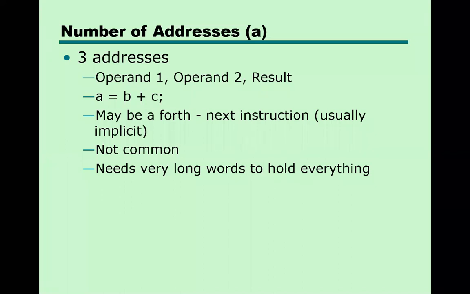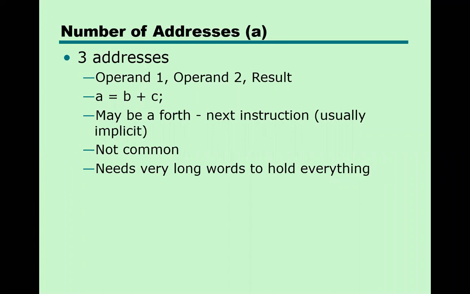Now to perform this addition operation, we can use three addresses. Operand 1, operand 2, and result. We have seen in our previous example also, we have used the three operands. So A is equal to B plus C. And maybe the fourth address is there for the next instruction, which is implicit. Explicitly, it is not declared over there, but implicitly there is an address for the next instruction. So actually four are there, but the fourth one is not explicitly written over there.